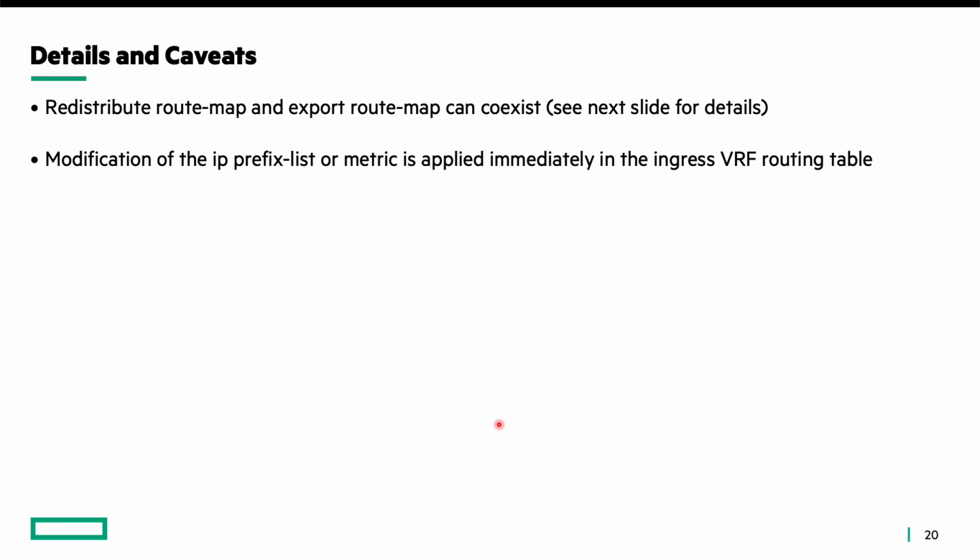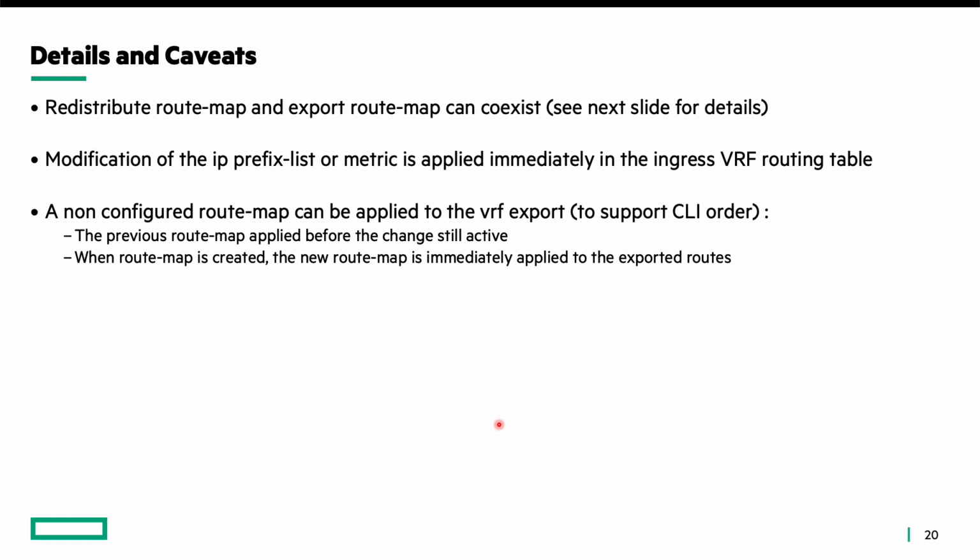If you modify the prefix list to change the prefix which needs to be leaked, whether you want to remove or add a new one, it is taken into account immediately in the ingress VRF route table. So you don't need to unapply and reapply the route map, fortunately.